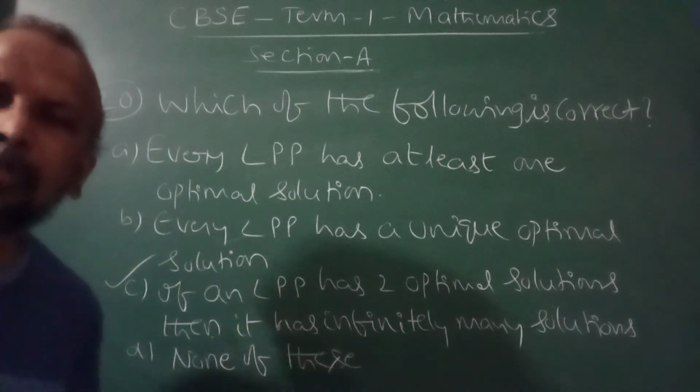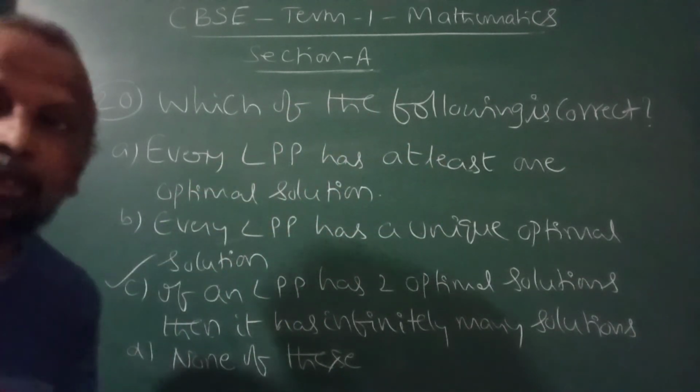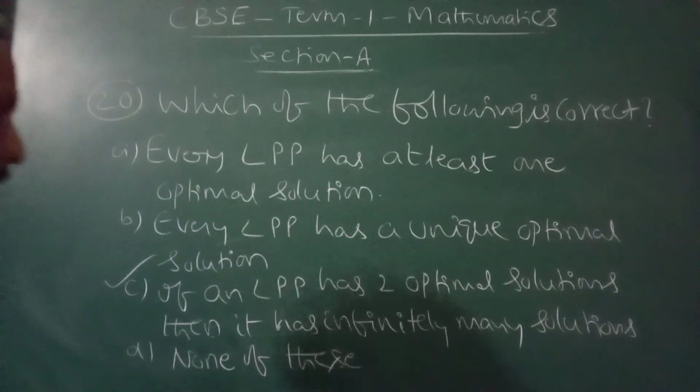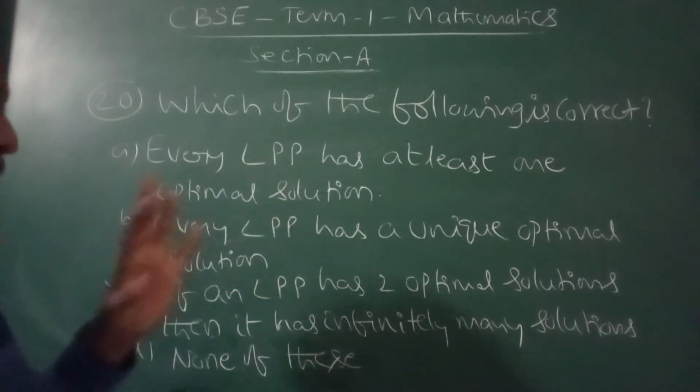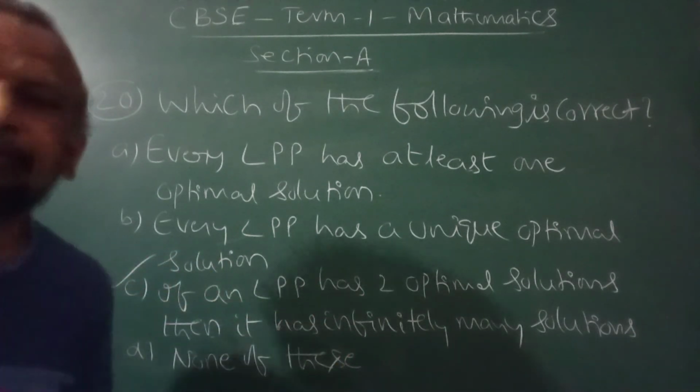So these are the options. At least one optimal solution is not correct, that is not sure. Again, every LPP has a unique optimal solution, that is not right. So only option C is right.